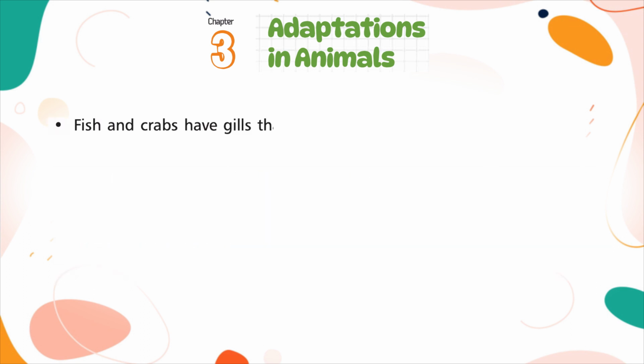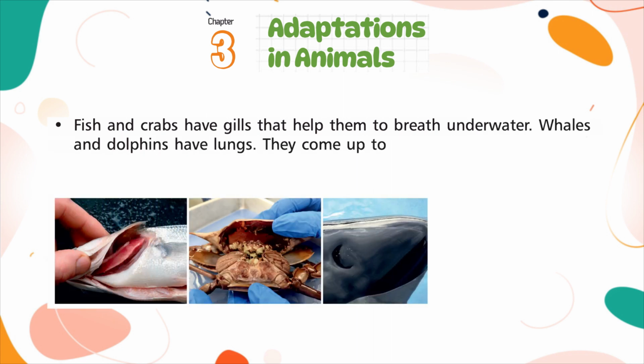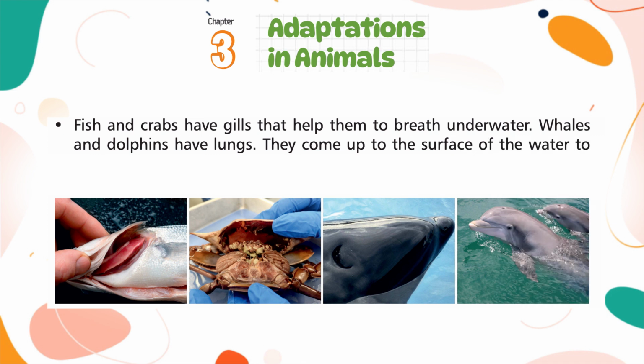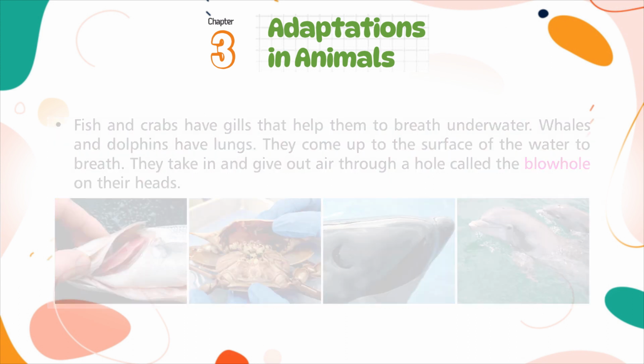Fish and crabs have gills that help them to breathe underwater. Whales and dolphins have lungs. They come up to the surface of the water to breathe. They take in and give out air through a hole called the blowhole on their heads.